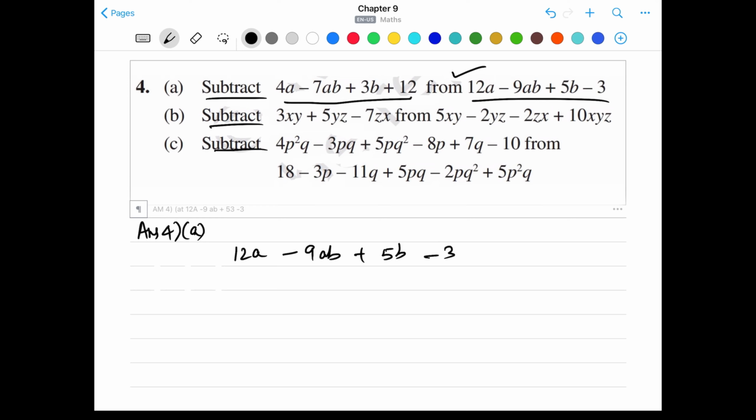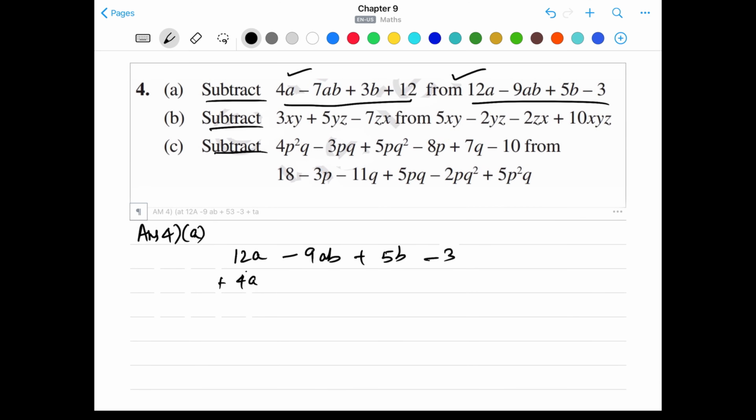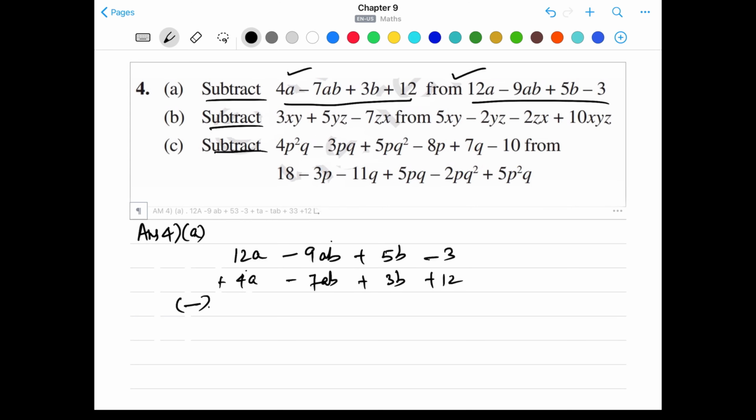The method is the same. You will write the like terms one below the other. So the first term here is 4A. We have its like term here, so we'll write 4A below the 12A with plus sign. Now we have minus 7AB. We have an AB term here, so we'll write the minus 7AB below this 9AB. Then we have plus 3B, that will be written below 5B. In the last we have 12. Now we have to put a subtraction sign here. Let's draw this line.